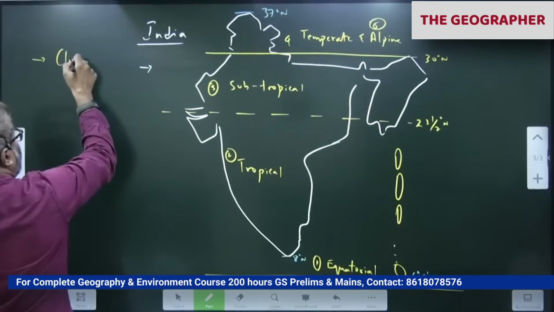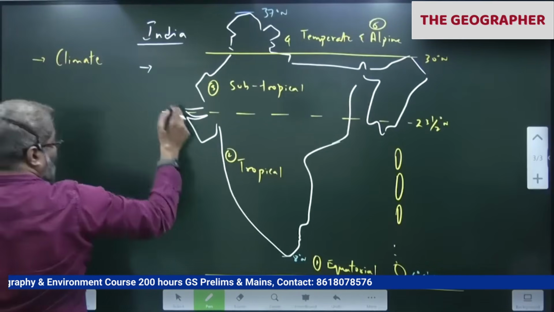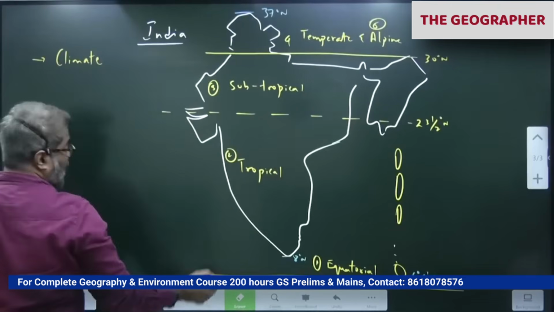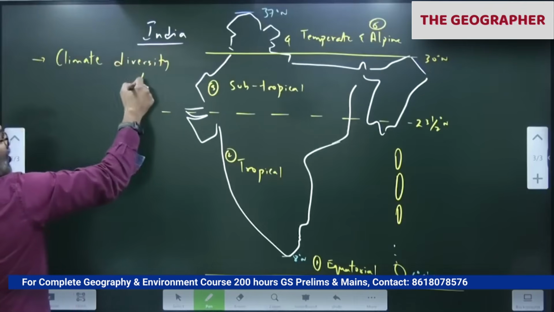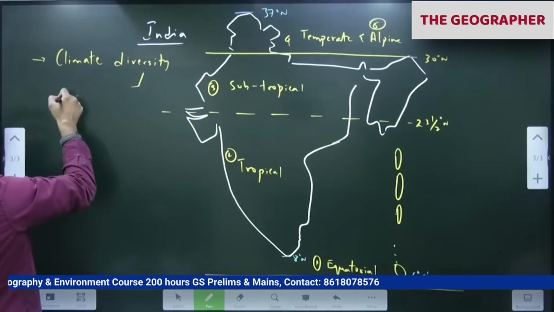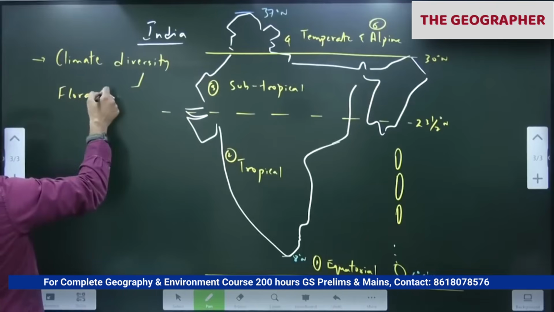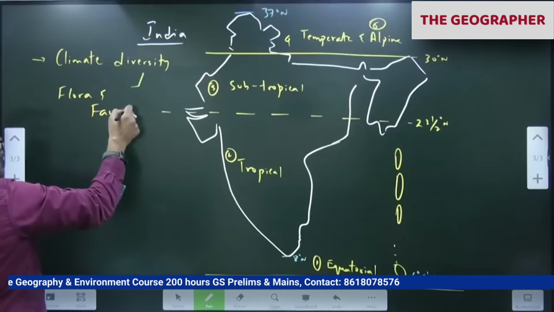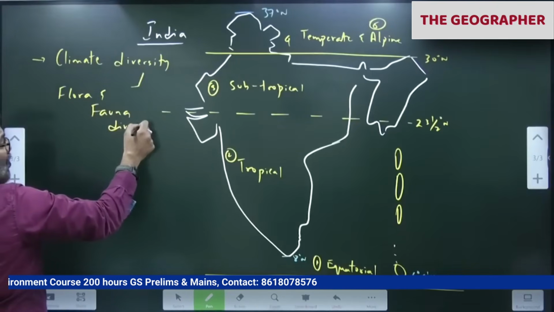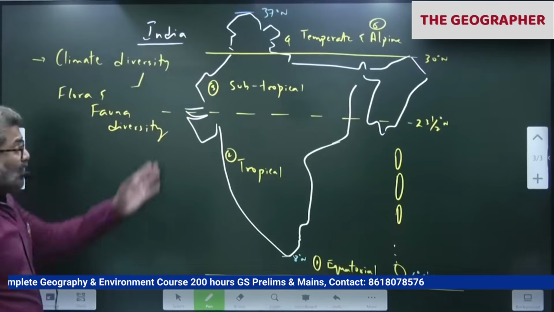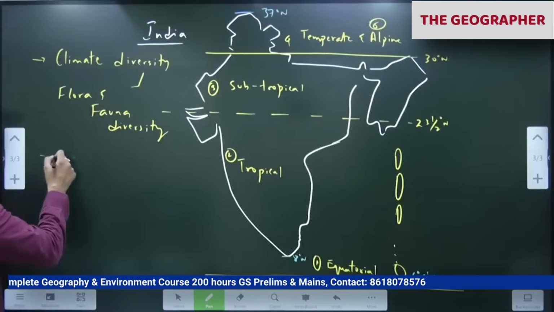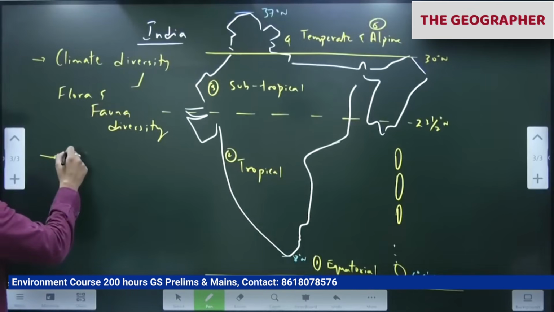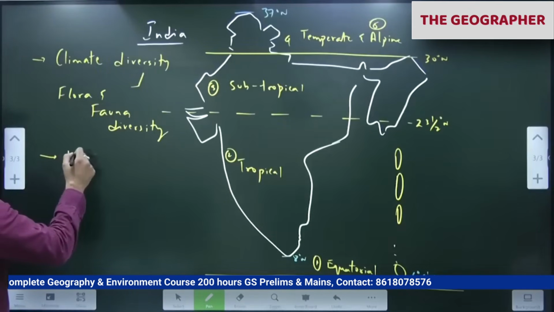That is the first point. Climatic diversity. India is a land of diversity. So this climatic diversity has given rise to flora and fauna diversity. And with vast coastline also. We have vast coastline as well. As a result, India is one of the 17 mega diverse countries in the world.